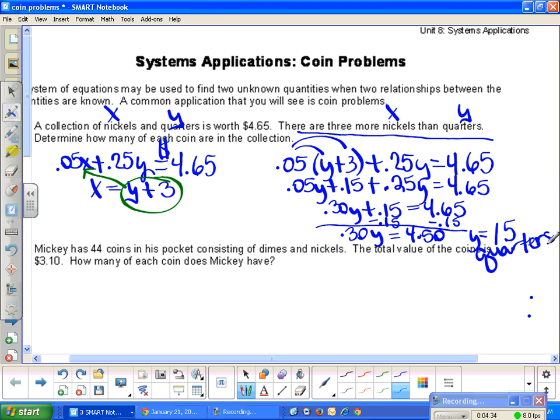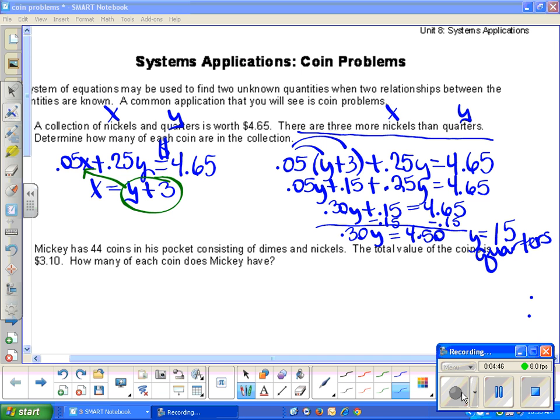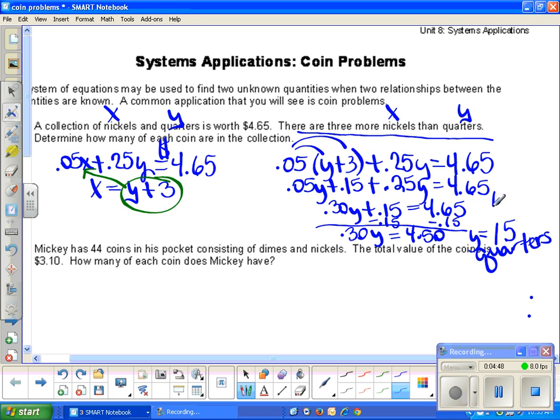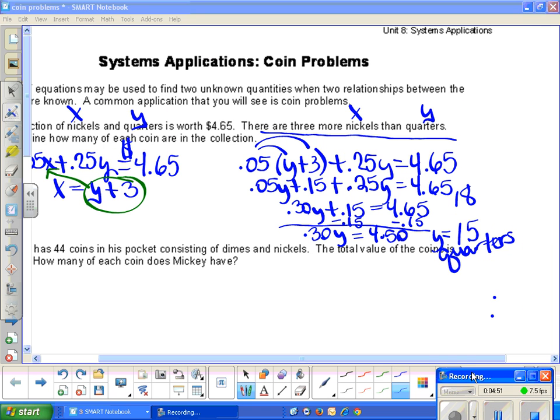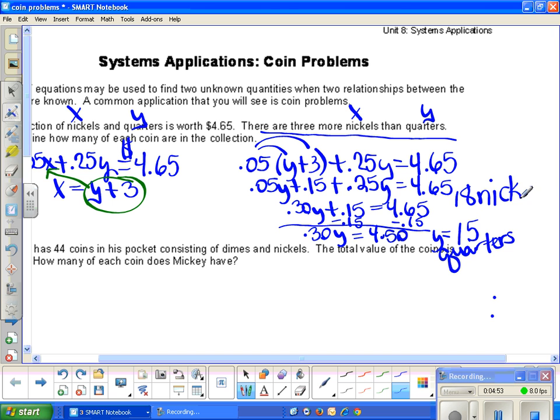How do we find out how many nickels that we have? We put 15 in for the y. Which means we do what? When we put this back in, we have 15 plus 3. So that's going to give us 18 nickels. You should always be able to go back and check your money. 0.05 times 18 plus 0.25 times 15 should give us 4.65. Right.